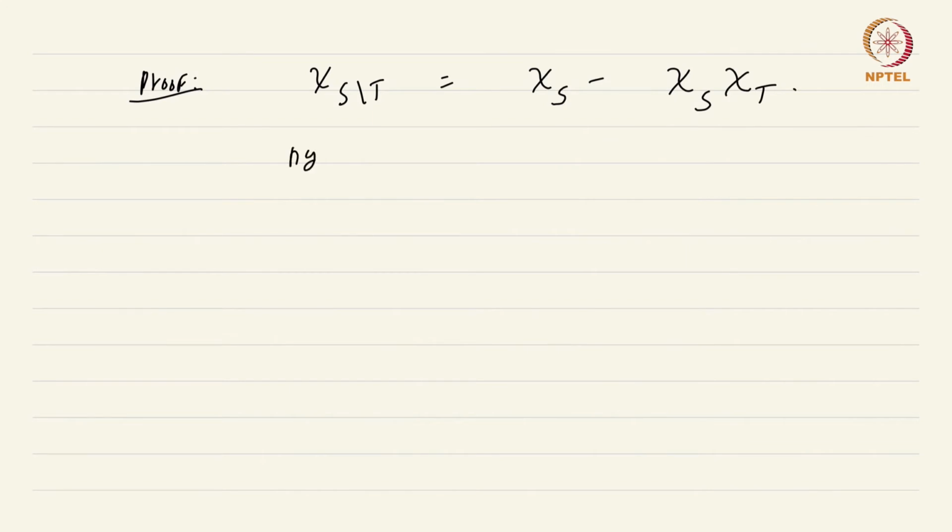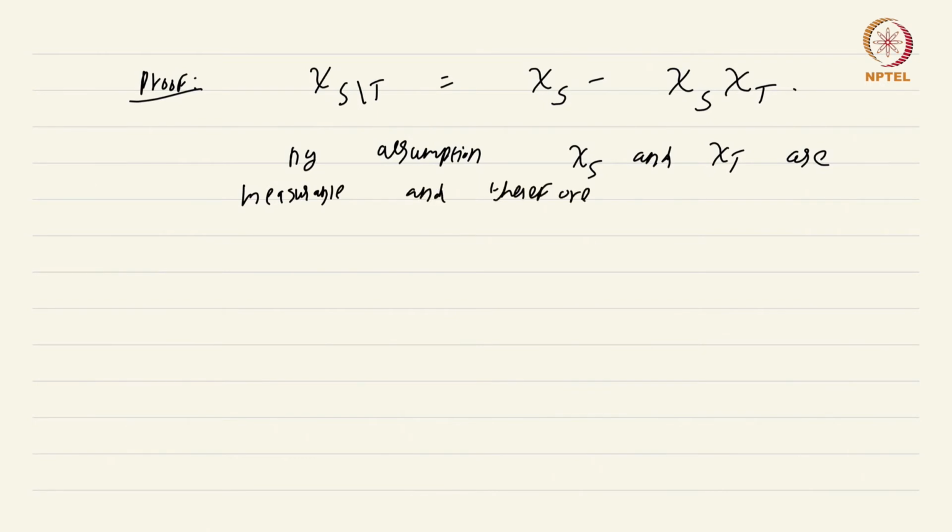Now by assumption chi S and chi T are measurable, and therefore so is the product chi S chi T, because we have proved a proposition that says that any continuous combination of measurable functions is measurable, and so is chi of S minus chi of S chi of T. Excellent. So this shows that the difference of two measurable sets is measurable.